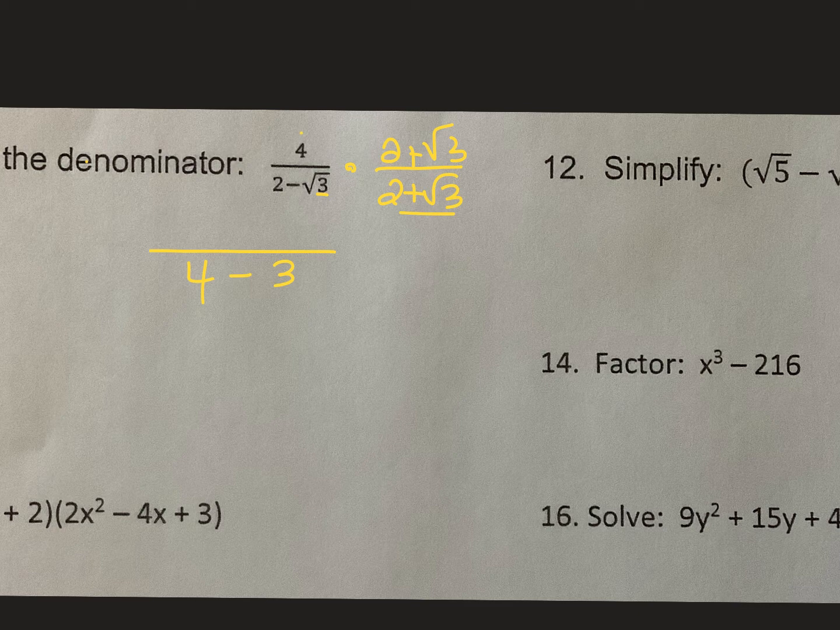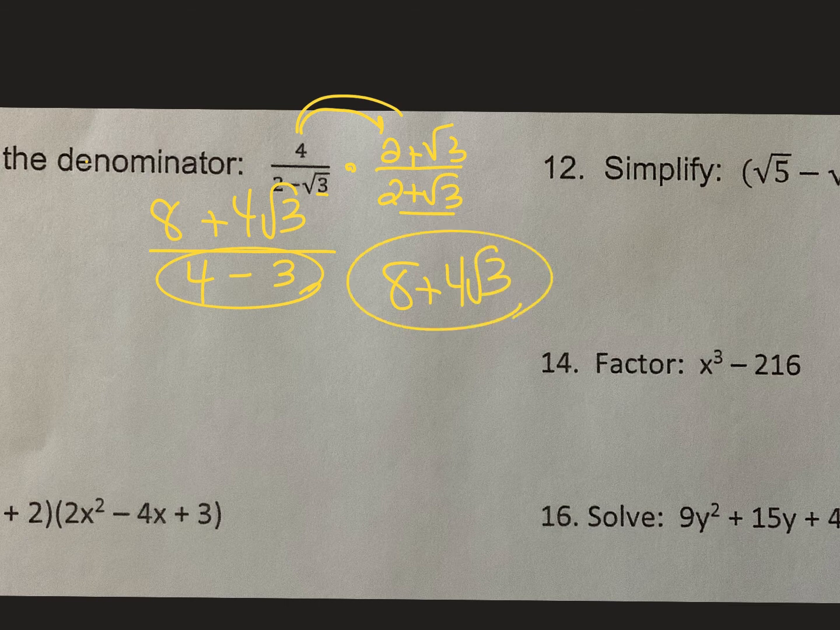On the top of my numerator, I'm just going to distribute 4 times 2 and also 4 times the square root of 3. My denominator down here is obviously 1, which means I don't even need it. So I'm going to go 8 plus 4 root 3. And that's all there is to it.